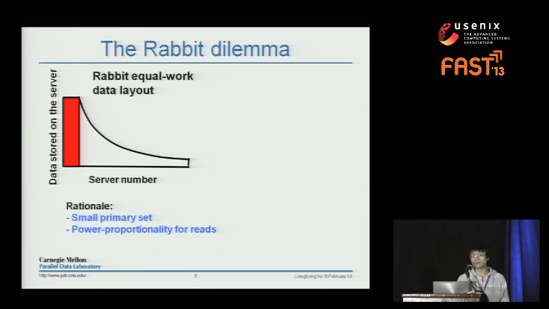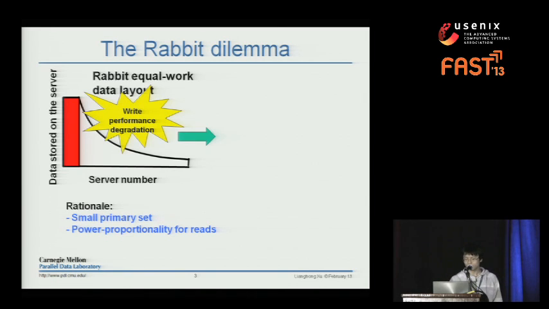However, there's a problem in Rabbit, as you can see here: for write-heavy workloads, these primary servers get much more writes than non-primary servers, and as a result, they become a performance bottleneck. We call this problem the write performance degradation problem.